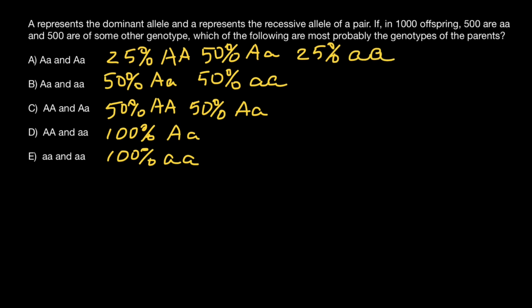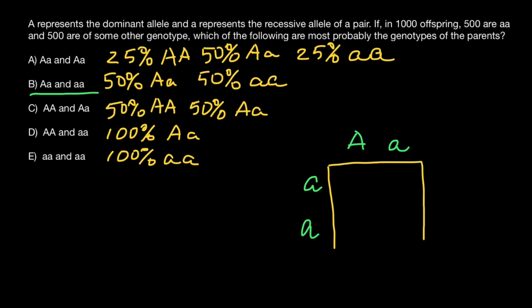You can check all my answers if you build a simple Punnett square. For example, let me do it for variant B. One parent is heterozygous and another parent is homozygous recessive. And when we build a simple Punnett square, we can find the ratio of the genotypes in the progeny.